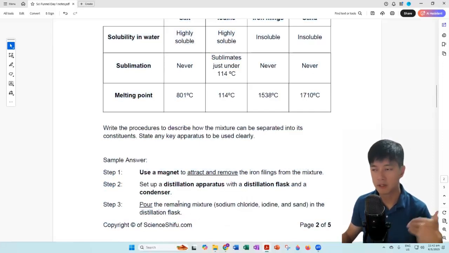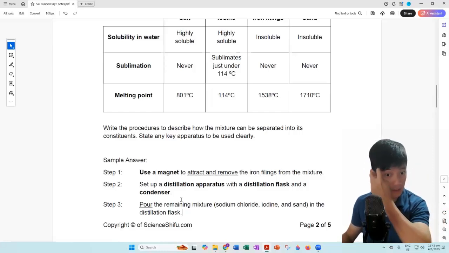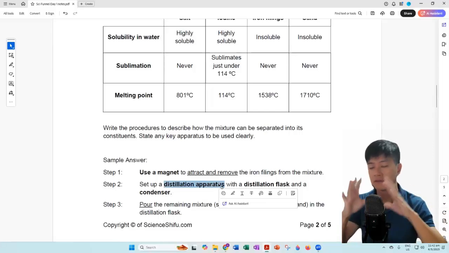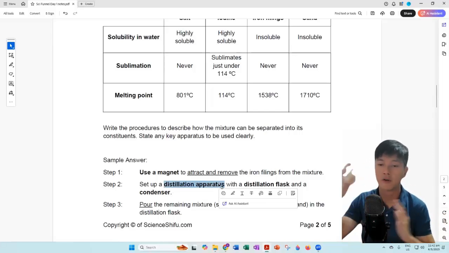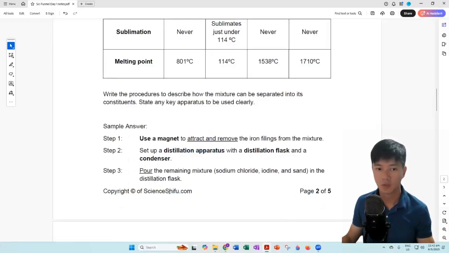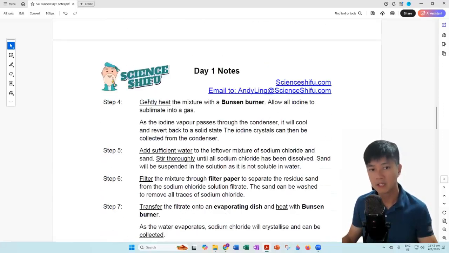Do you see that from step 1 to 3, you are able to visualize how the whole setup works? Now, if you don't know what a distillation apparatus is, it is simply a flask with a condenser on it. So this is what the first 3 steps are all about. And then you continue on: gently heat the mixture with a Bunsen burner, add sufficient water, stir thoroughly.